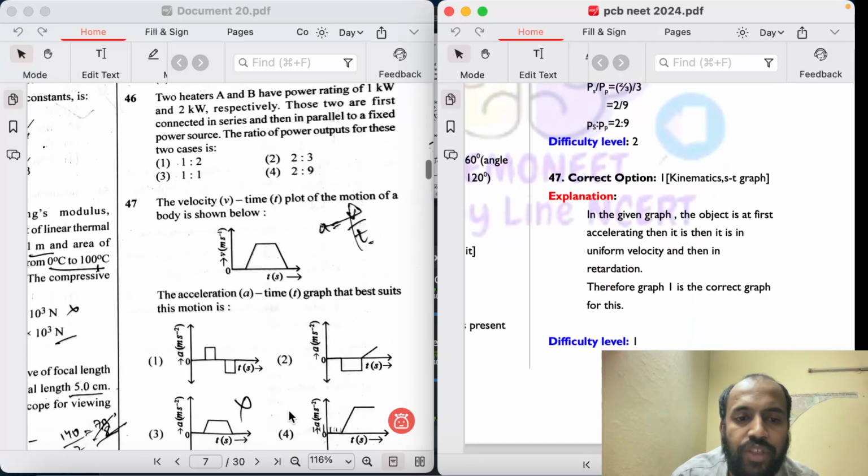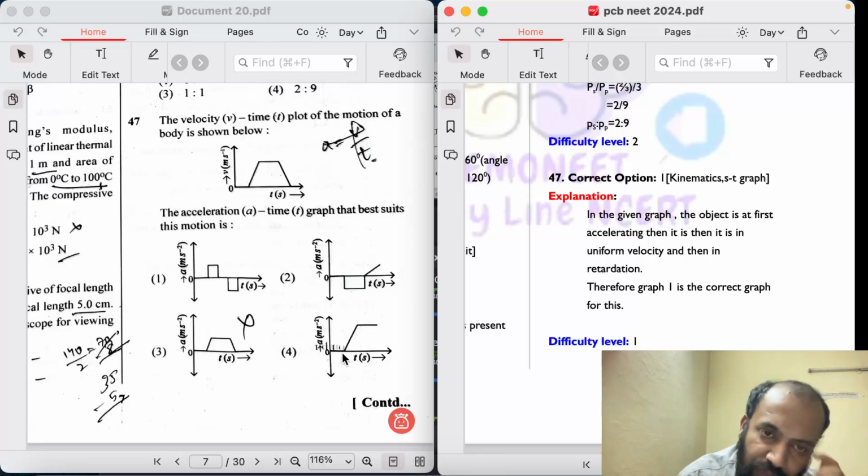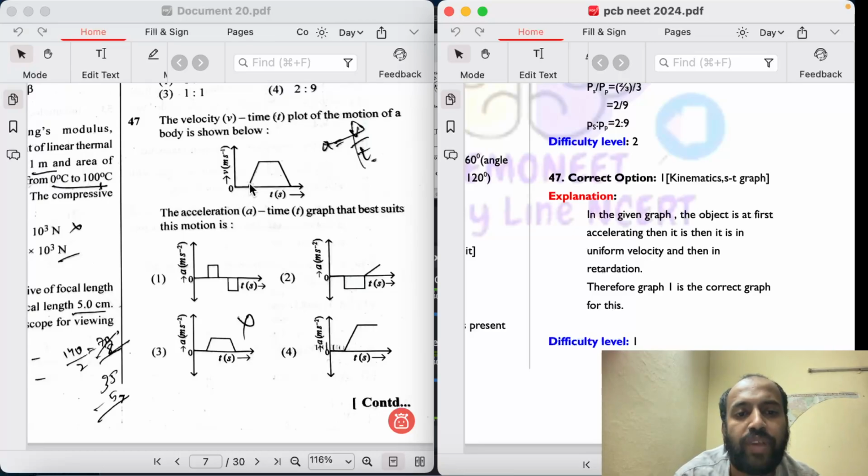Let's go to the next question, question number 47. Here the velocity time graph is given and you are supposed to find the acceleration time graph, but that's quite simple. From 0 to this particular point there is no velocity, that means the acceleration would be 0. Acceleration is 0 here, 0 here, 0 here, 0 here, so that's fine, correct. First part correct for all. Let's look into the next part.